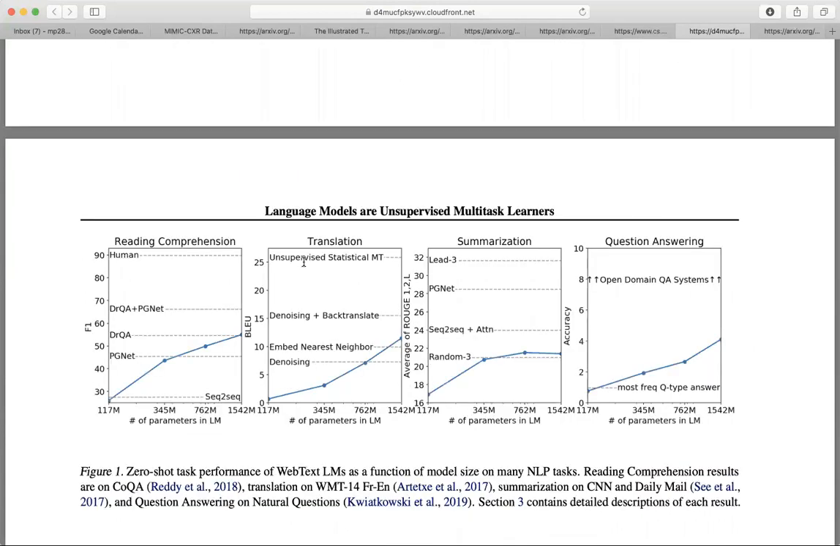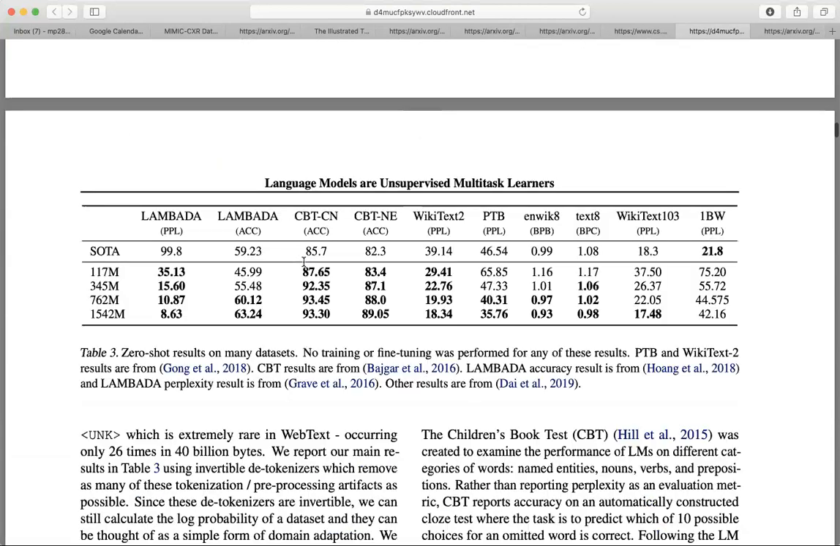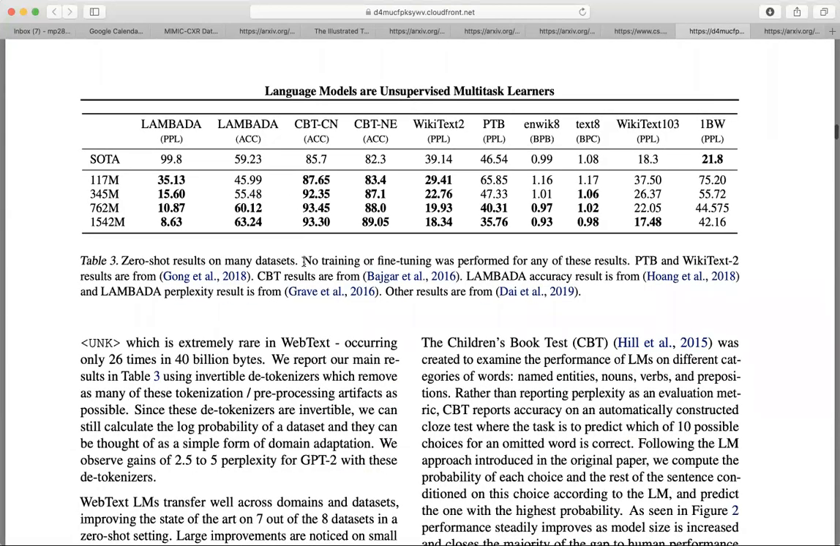And the reason they call it language models are unsupervised multitask learning is because once they pre-train a 1.5 billion parameter transformer decoder model using only language modeling, they show that that pre-trained language model, the gigantic language model, can perform multiple tasks with minimum fine-tuning. Or is it even zero-shot tuning? Actually, let me see. Yeah, they're using zero-shot tests.